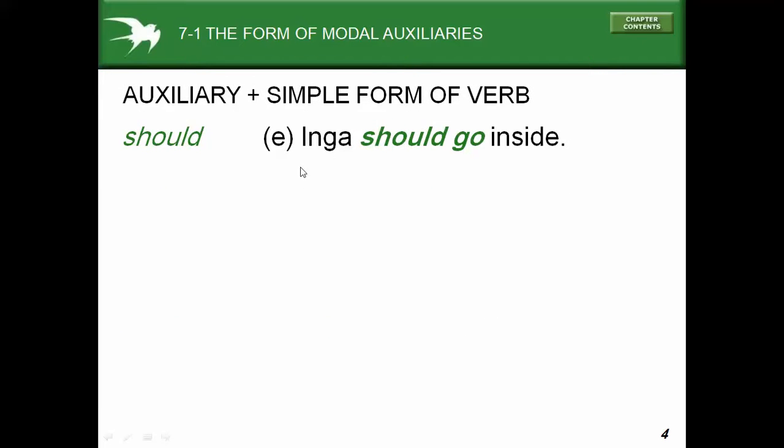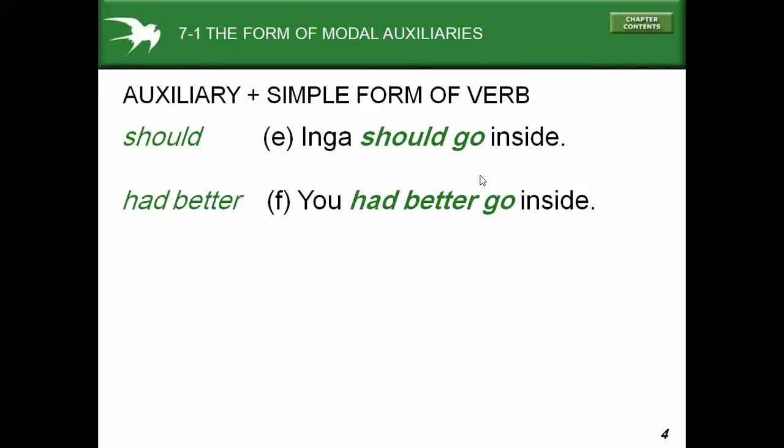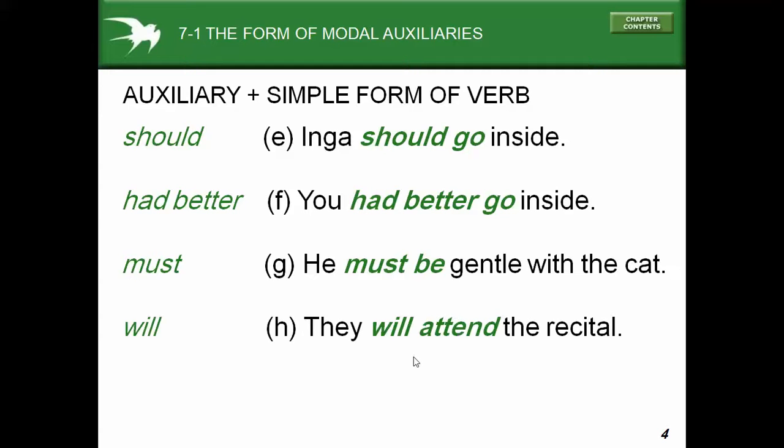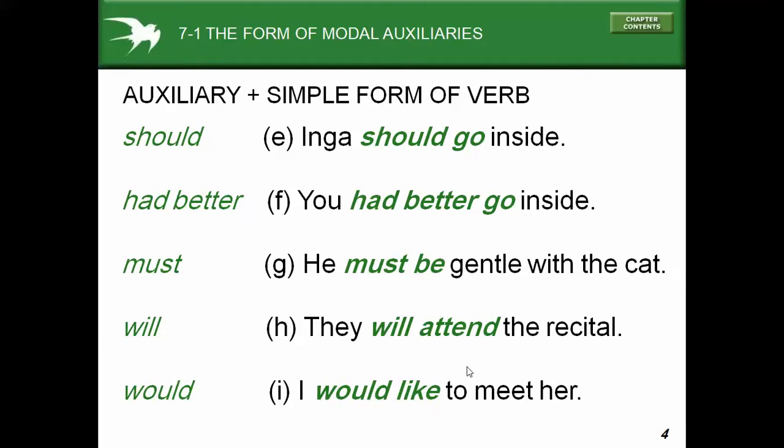Auxiliary: you should go inside. Had better: you had better go inside. Must: he must be gentle with the cat. Will: they will attend the recital. Would: I would like to meet her. All these are forms of modal auxiliaries.